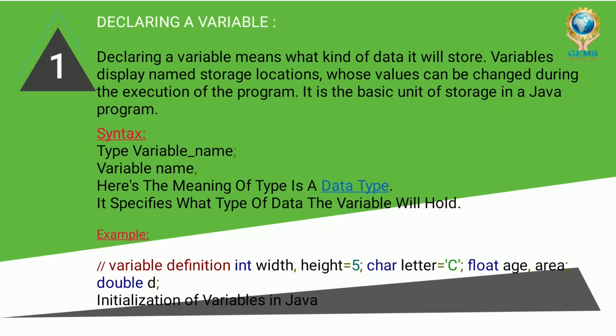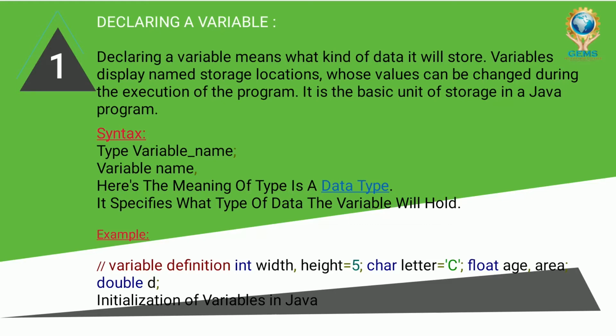The meaning of type is a data type that specifies what type of data the variable will hold. Data type specifies what kind of data the variable will hold. Okay, look, int width equal to 5. Just imagine, int width equal to 5. The width is going to store integer type data. It is going to be occupied by an integer type.